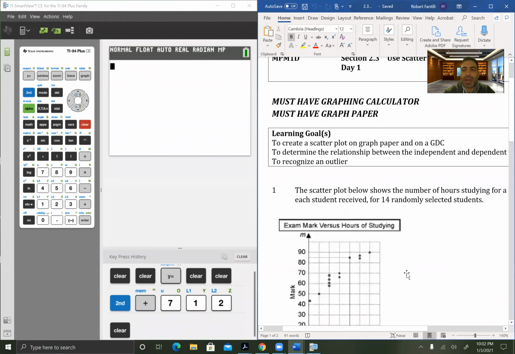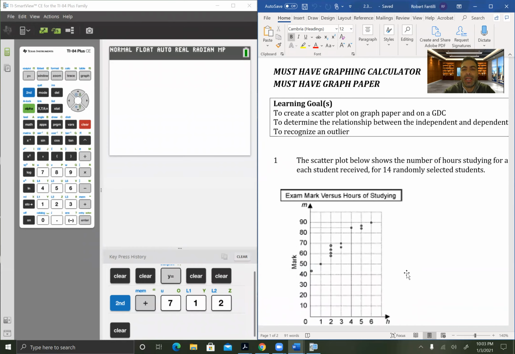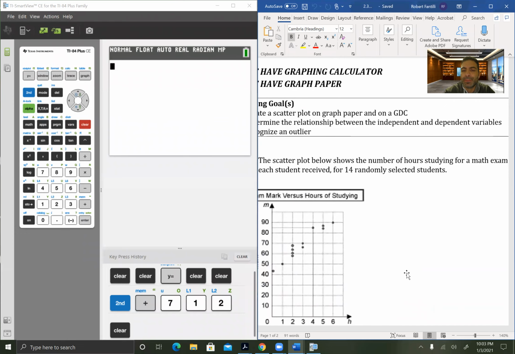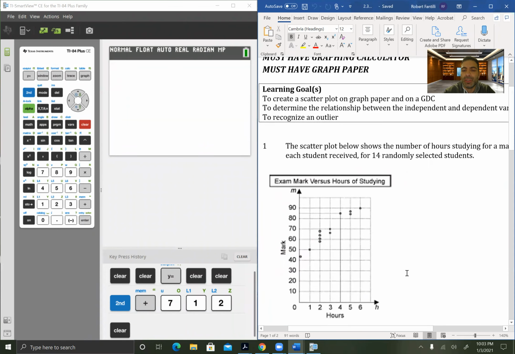So it says here, must have graphing calculator, must have graph paper. And what we're going to try and learn is how to create a scatter plot on graph paper and on a graphing display calculator. Another learning goal here is to determine the relationship between the independent and dependent variables and to recognize an outlier, something that lies outside the data. So the scatter plot below shows the number of hours studying for a math exam and the mark each student received for 14 randomly selected students.